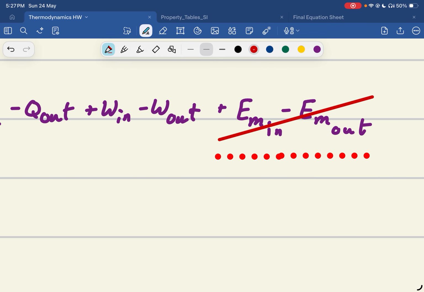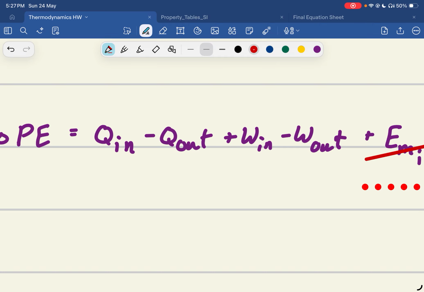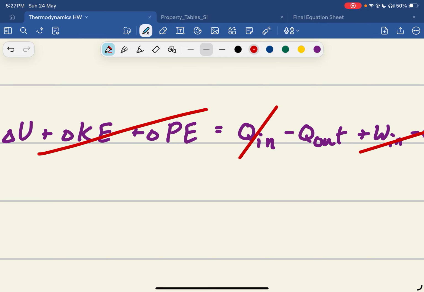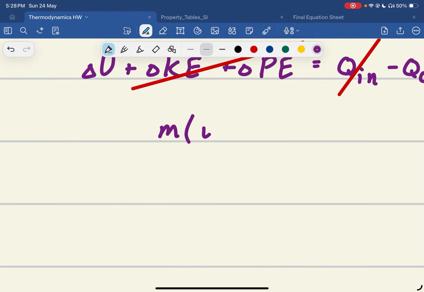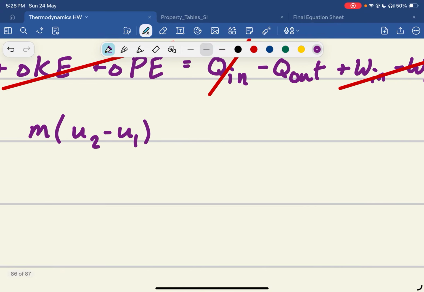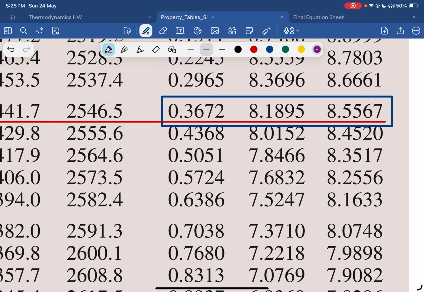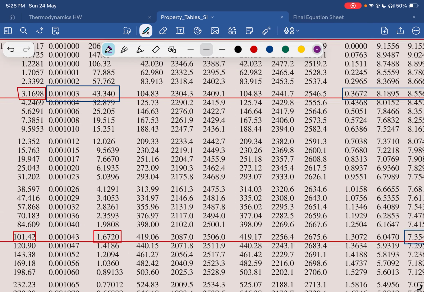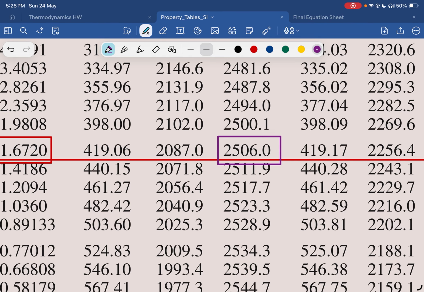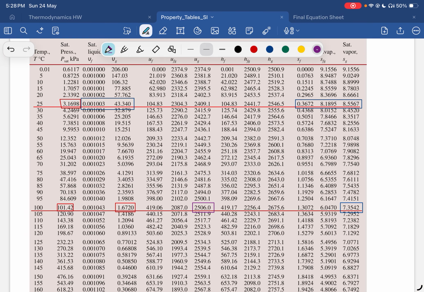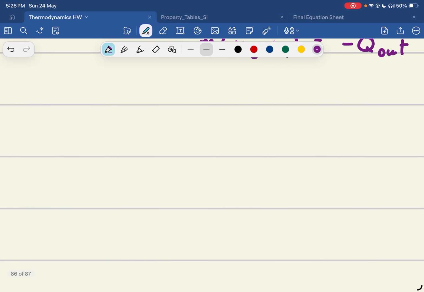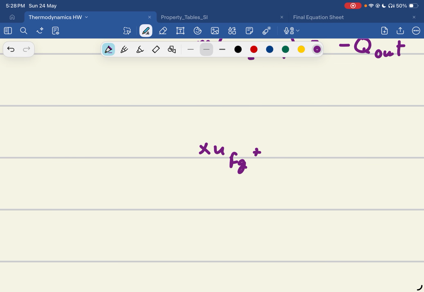So there's no mass flowing, so we cancel that out. We have no work, we cancel these out, and we don't have any Q in, we cancel that out. And it's stationary, so we cancel this. So we have mass times U2 minus U1, and then it equals negative Q out. And from that, we can find from the tables that this is 250x. And from our quality, we can find x U_fg plus U_f equals U2.